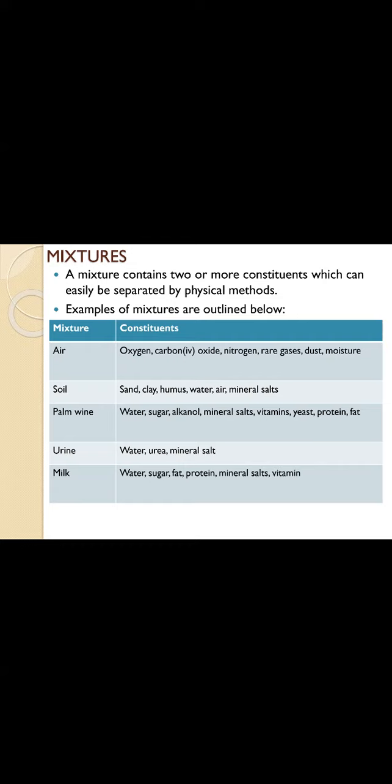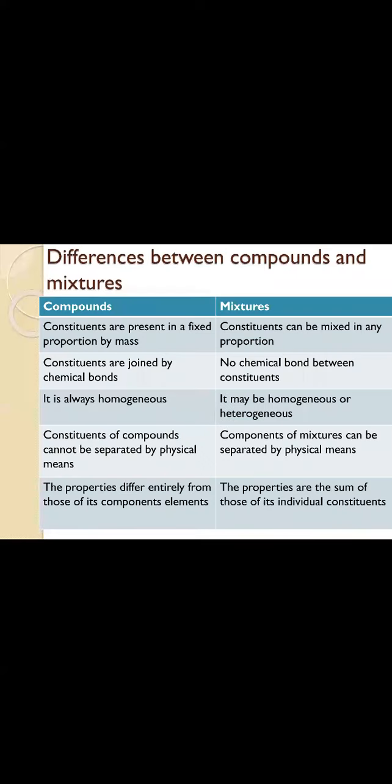Now let's talk about the difference between compound and mixture. The constituents of compounds are present in a fixed proportion, unlike mixtures. For example, let's say water. Water contains 2 molecules of hydrogen and 1 molecule of oxygen. That's what makes it water. So if you have a substance that contains maybe 3 molecules of hydrogen and 1 molecule of oxygen, it is no more water. So what makes it a compound is because the constituents in it are in a fixed ratio.